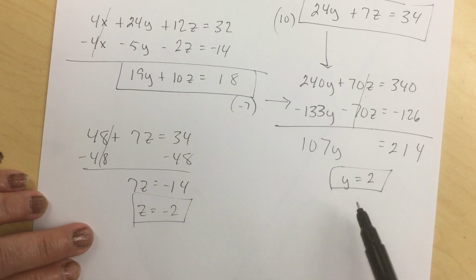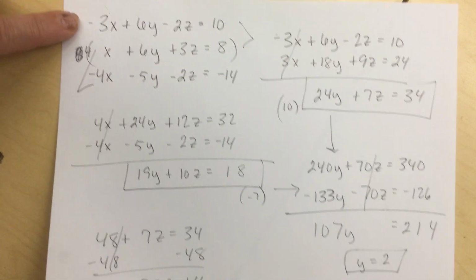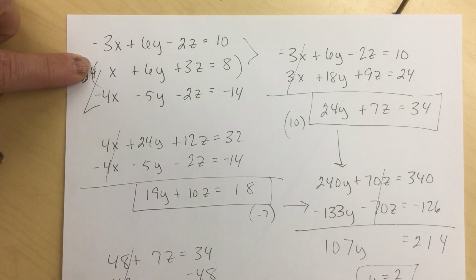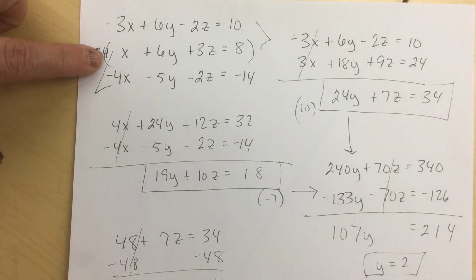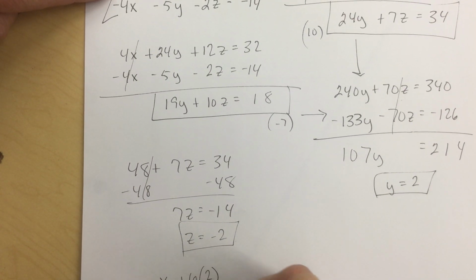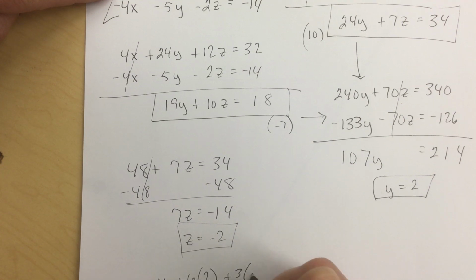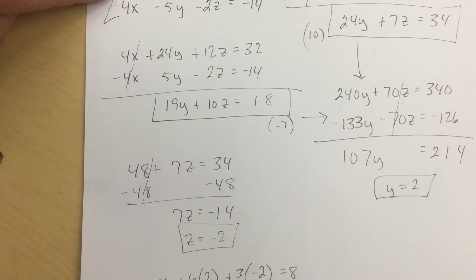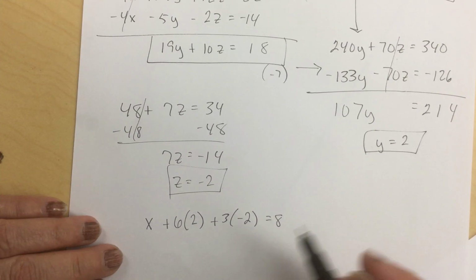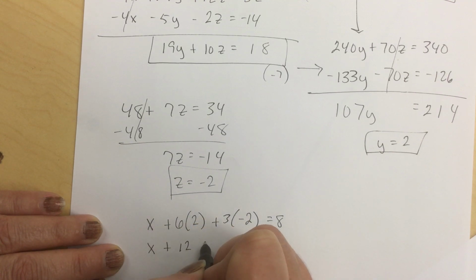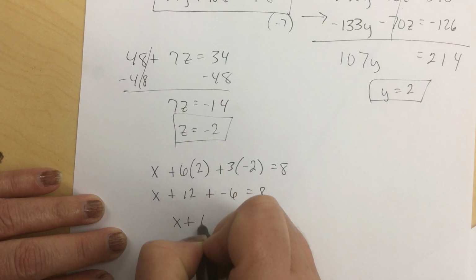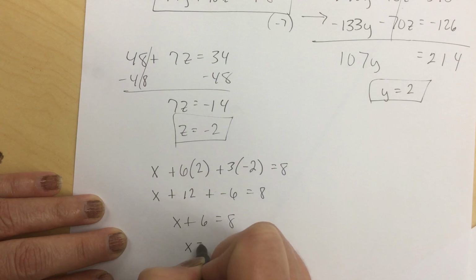So once you have 2 of your letters, you can go back and plug them into one of your original 3 equations that has all 3 letters in it, so you can solve for your last letter. All right, so I'm going to use the middle one just because the numbers are smaller. So I'm going to have x plus 6 times a positive 2 plus 3 times a negative 2 equals positive 8. So that's x plus 12 plus negative 6 equals 8. 12 plus negative 6 is 6. Subtract 6 from both sides, and x equals 2.